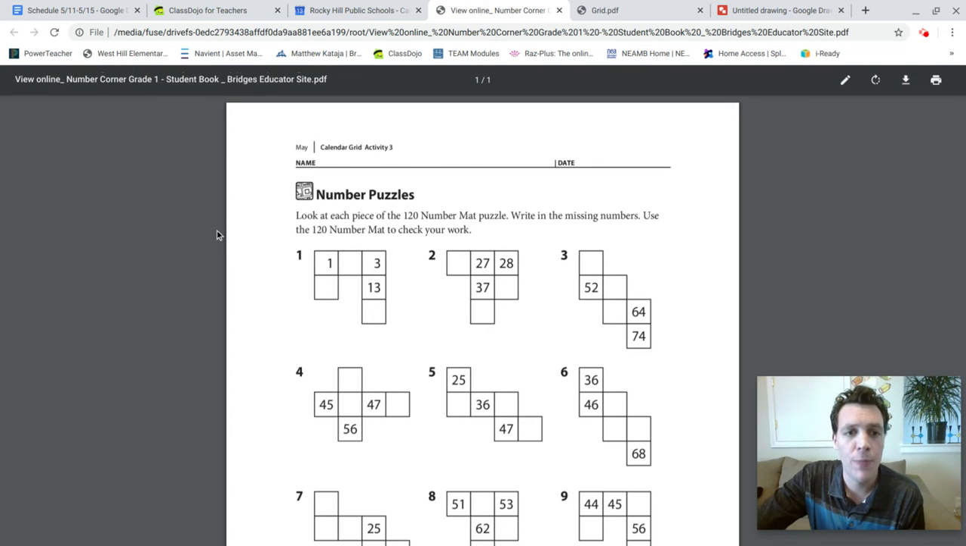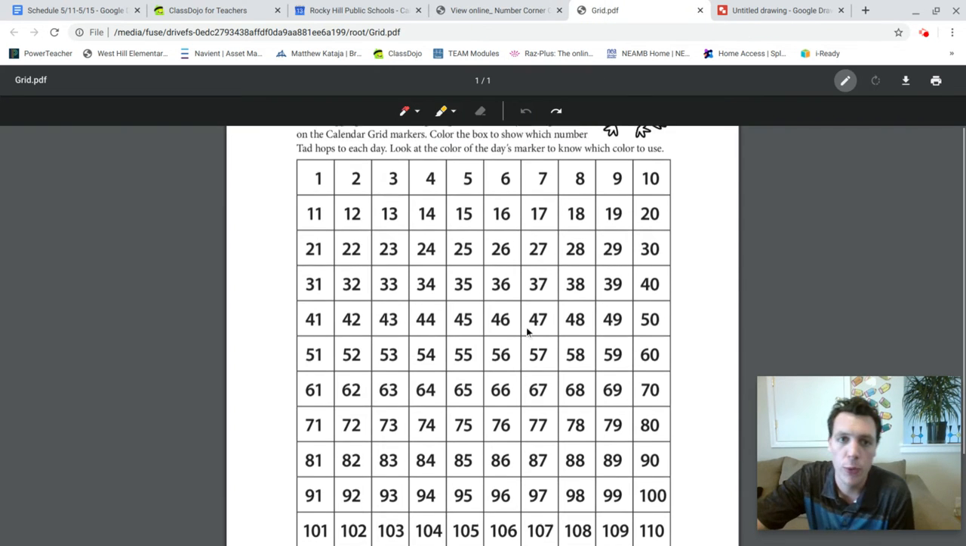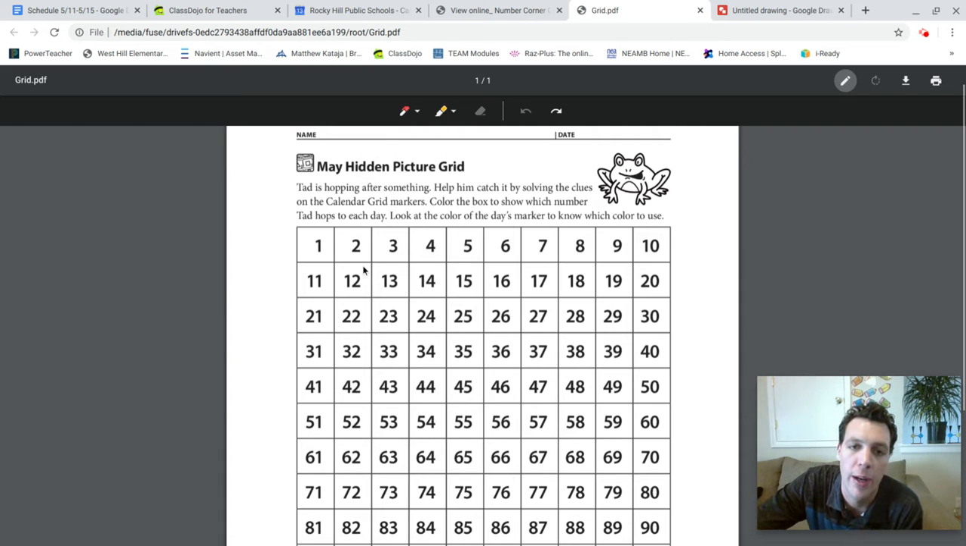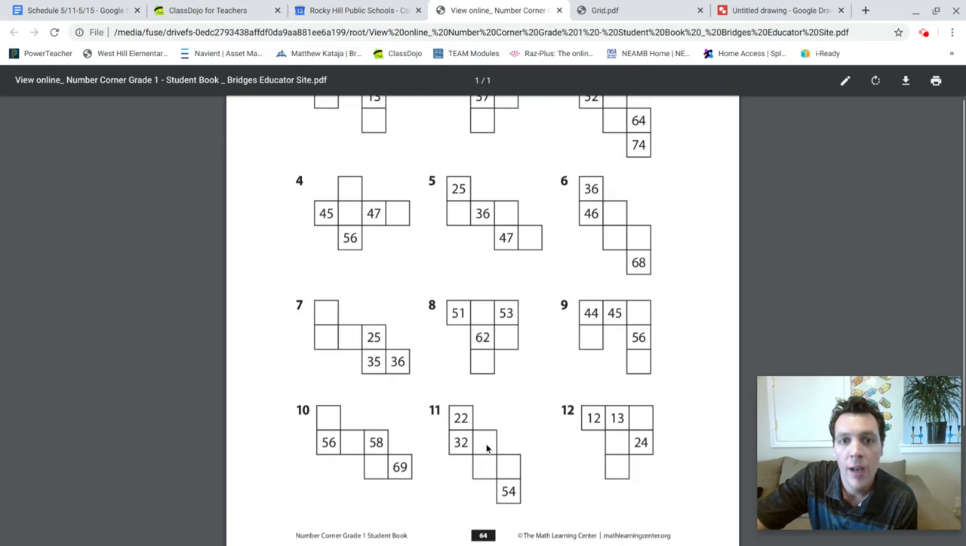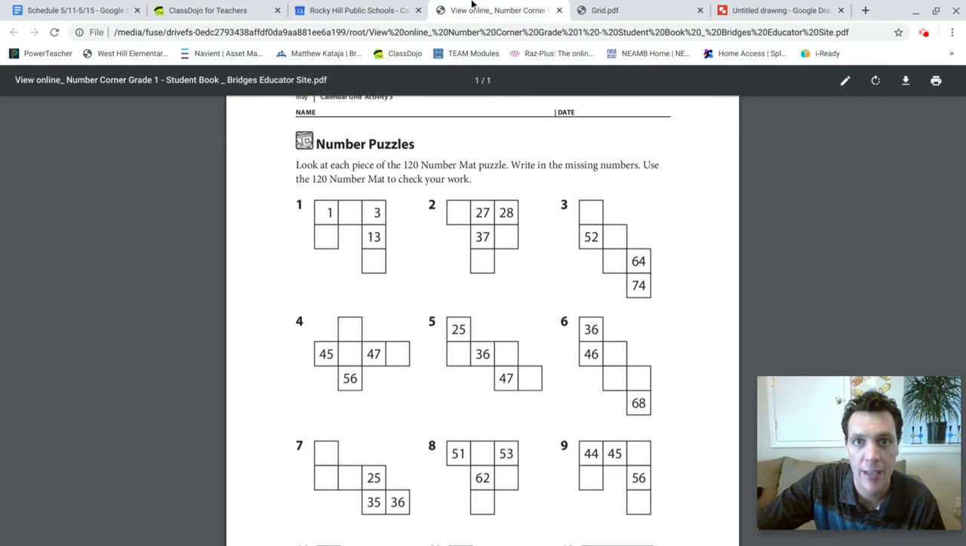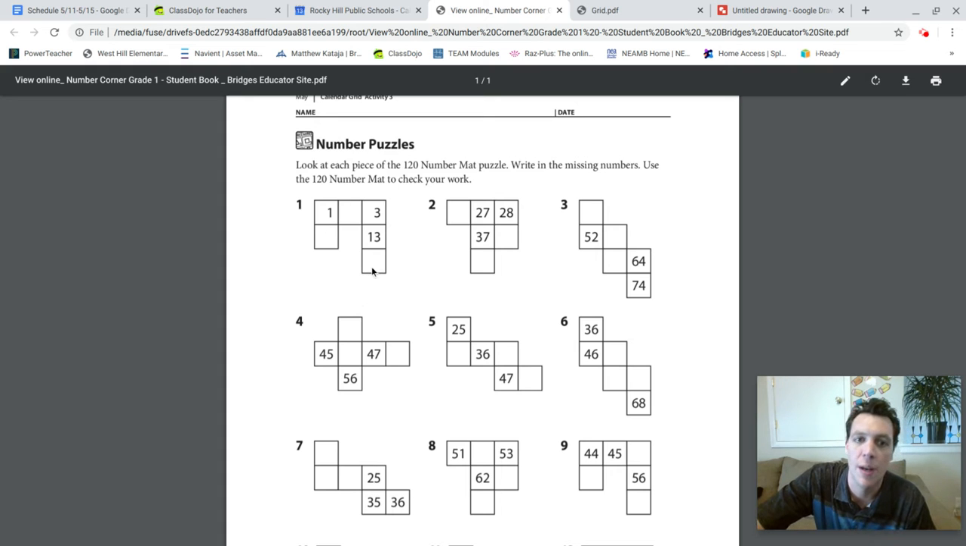And today, this is the page you have to complete, and I wanted to let you know if you are having trouble with this, I would suggest going to the page before because you will notice the 120 grid on page 63. Today, you are doing page 64. So one way you can do this is by using the 120 grid. And it gives you some of the numbers and it wants you to fill in the others.